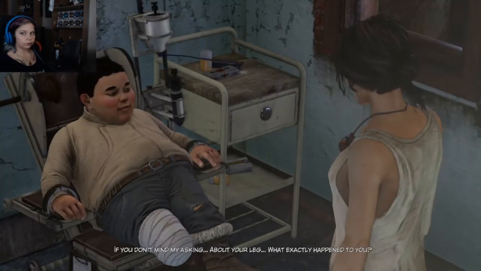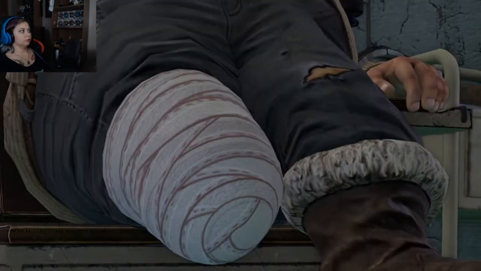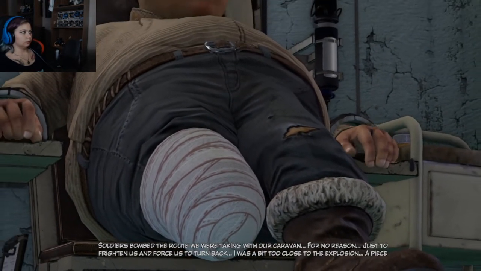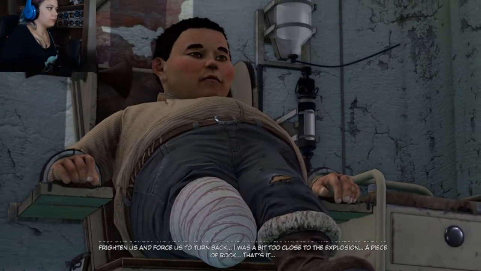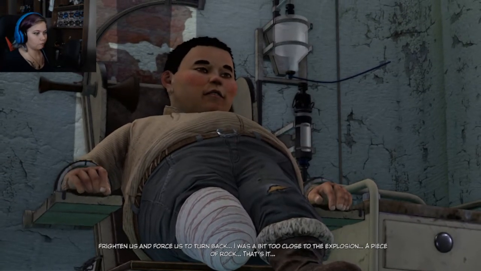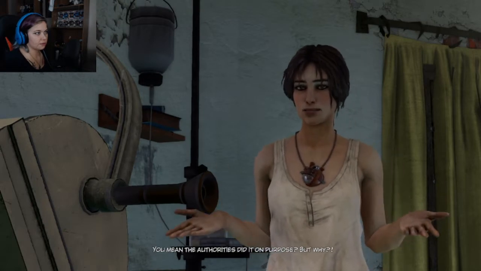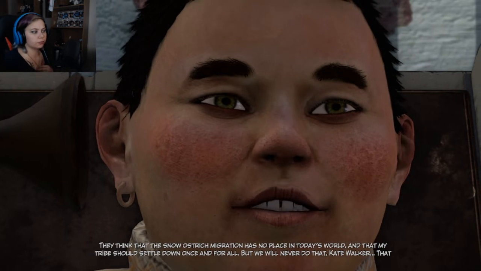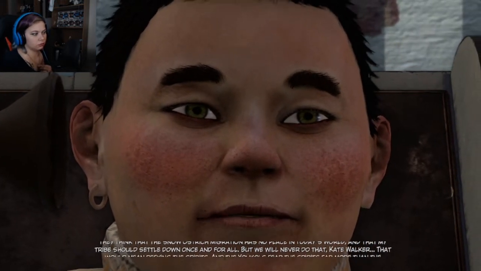If you don't mind my asking, about your leg, what exactly happened to you? Soldiers bombed the route we were taking with our caravan. For no reason. A bomb? Just to frighten us and force us to turn back. I was a bit too close to the explosion. A piece of rock. That's it. You mean the authorities did it on purpose? But why? They think that the snow ostrich migration has no place in today's world, and that my tribe should settle down once and for all.